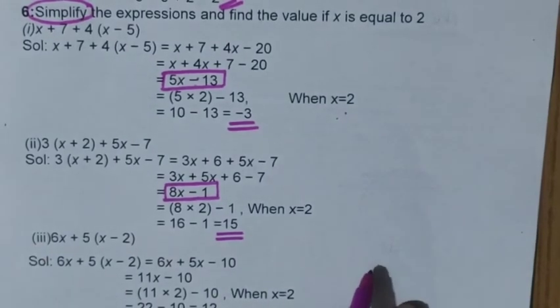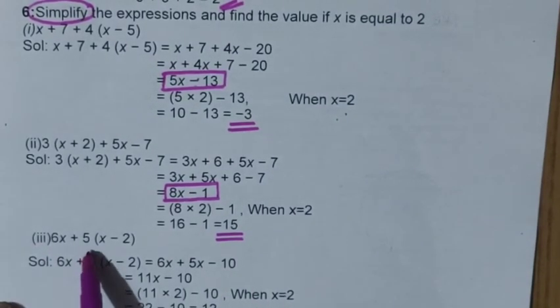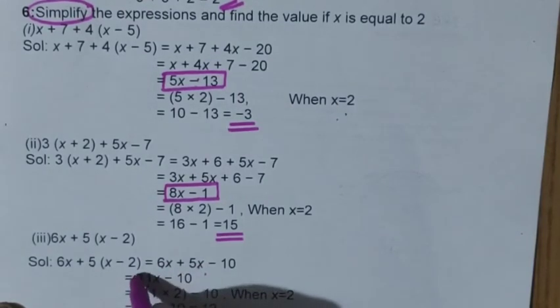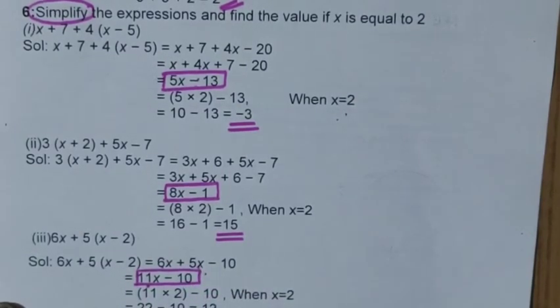Clear now? Now the third question, 6x plus 5 into x minus 2. We should simplify first. 6x stays, then 5 into x is 5x, and 5 into minus 2 is minus 10. 6x and 5x give 11x, so 11x minus 10 is the simplified answer. After this we find the value by putting x equal to 2: 11 into 2 minus 10, 22 minus 10 equals 12.